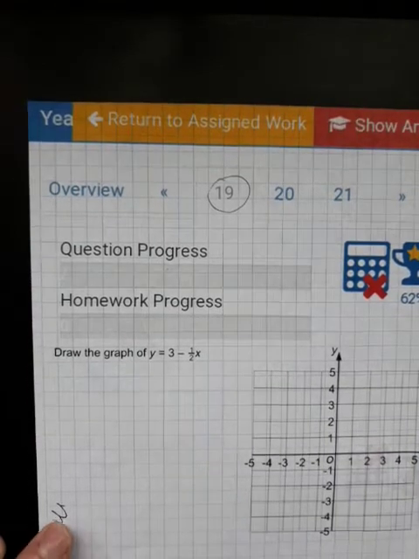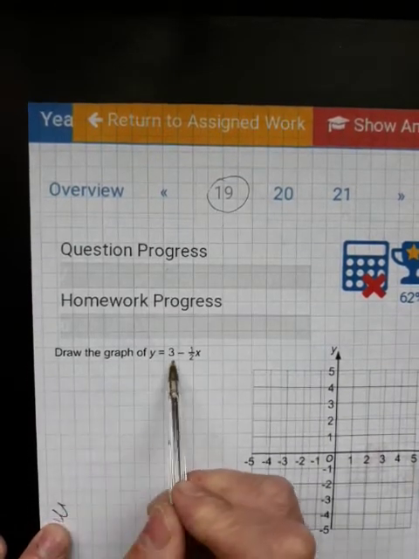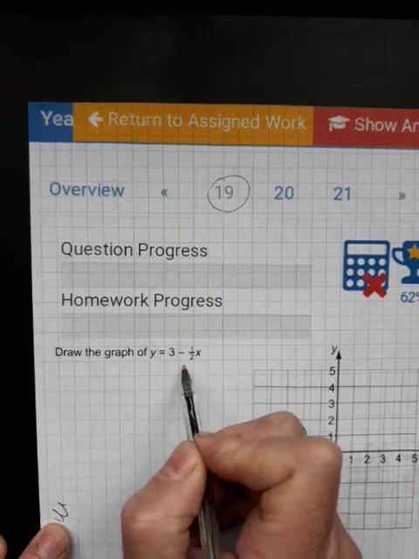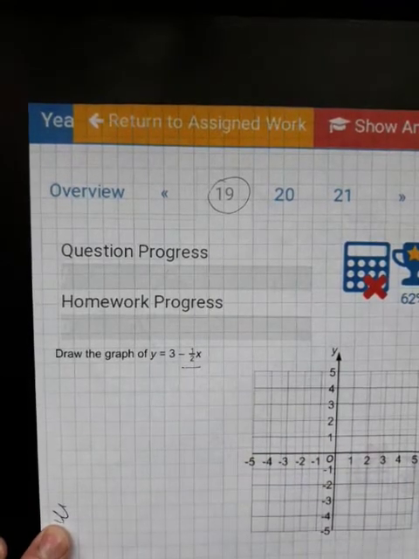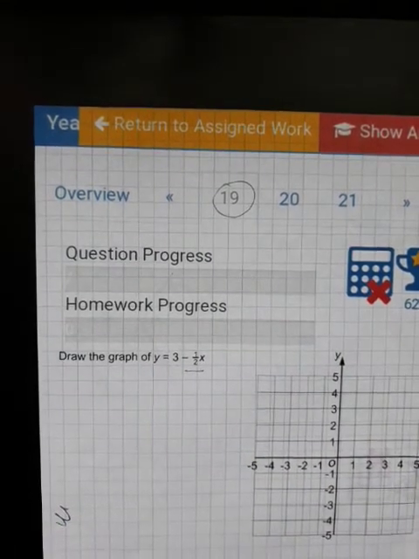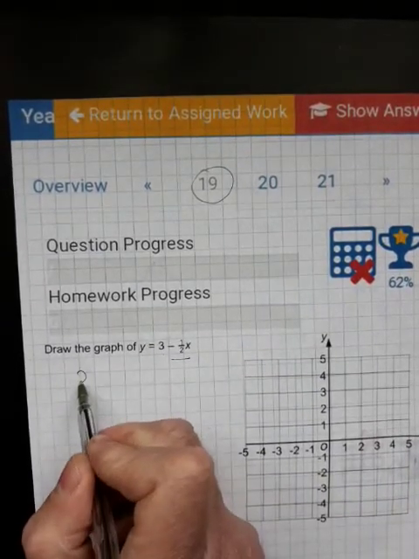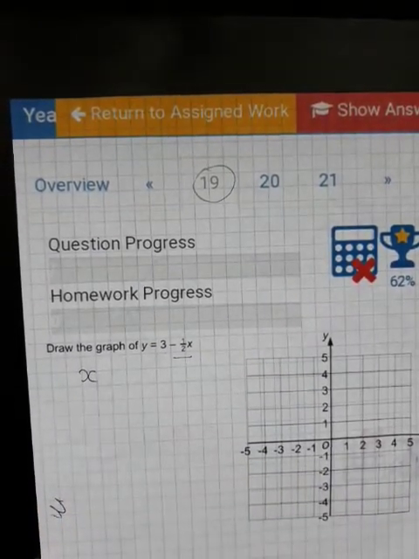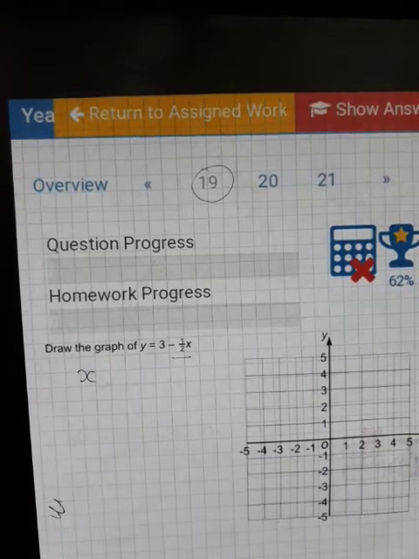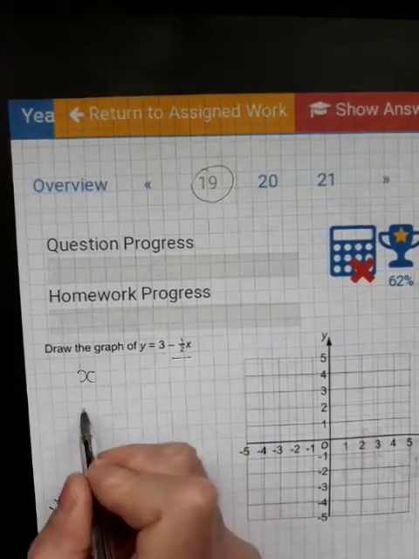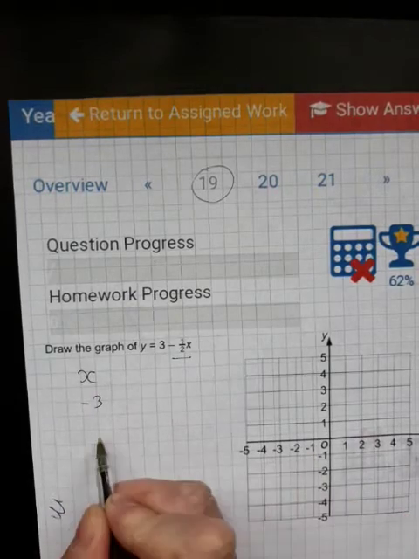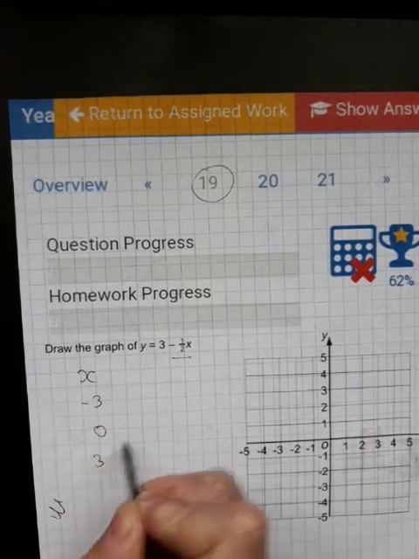And some people are having problems with drawing the graph of y equals 3 minus a half x. I'm guessing it's that minus a half x that's causing the problems here. So again, as with previous clips, there's no table here, so we need to put our own values in. Remember what I said, we need at least 3 values. So I'm going to go for minus 3, 0, and 3 this time.